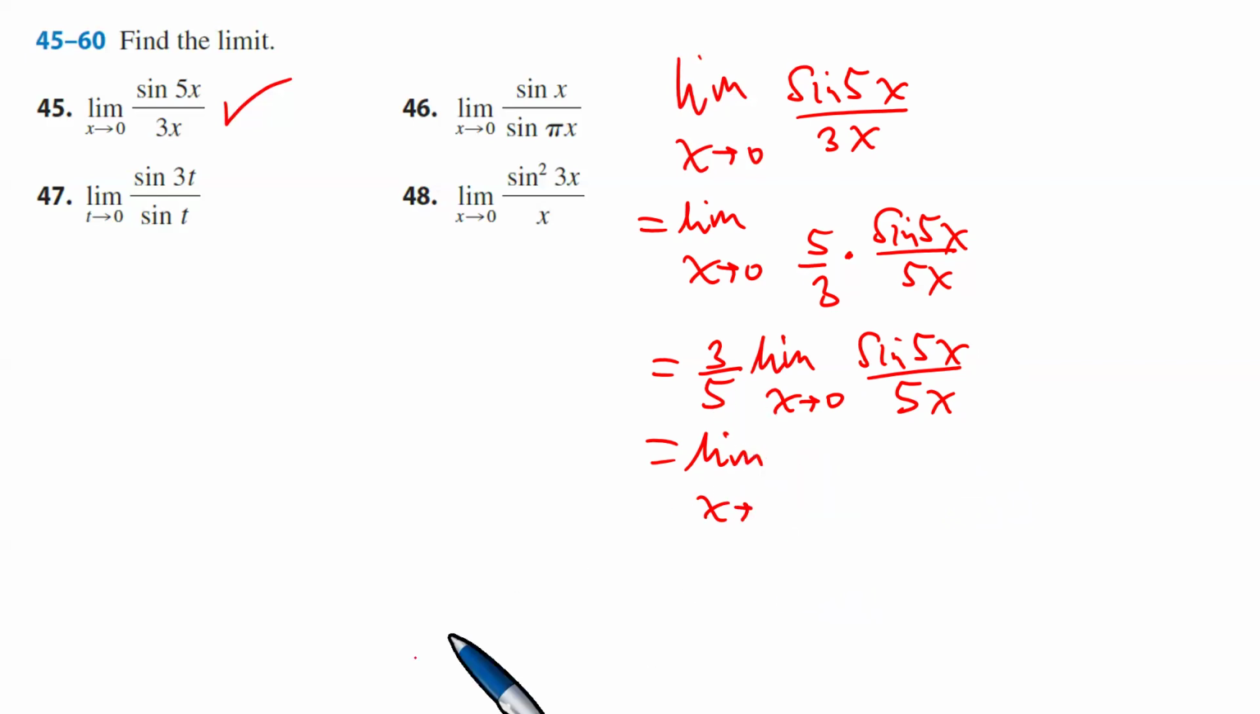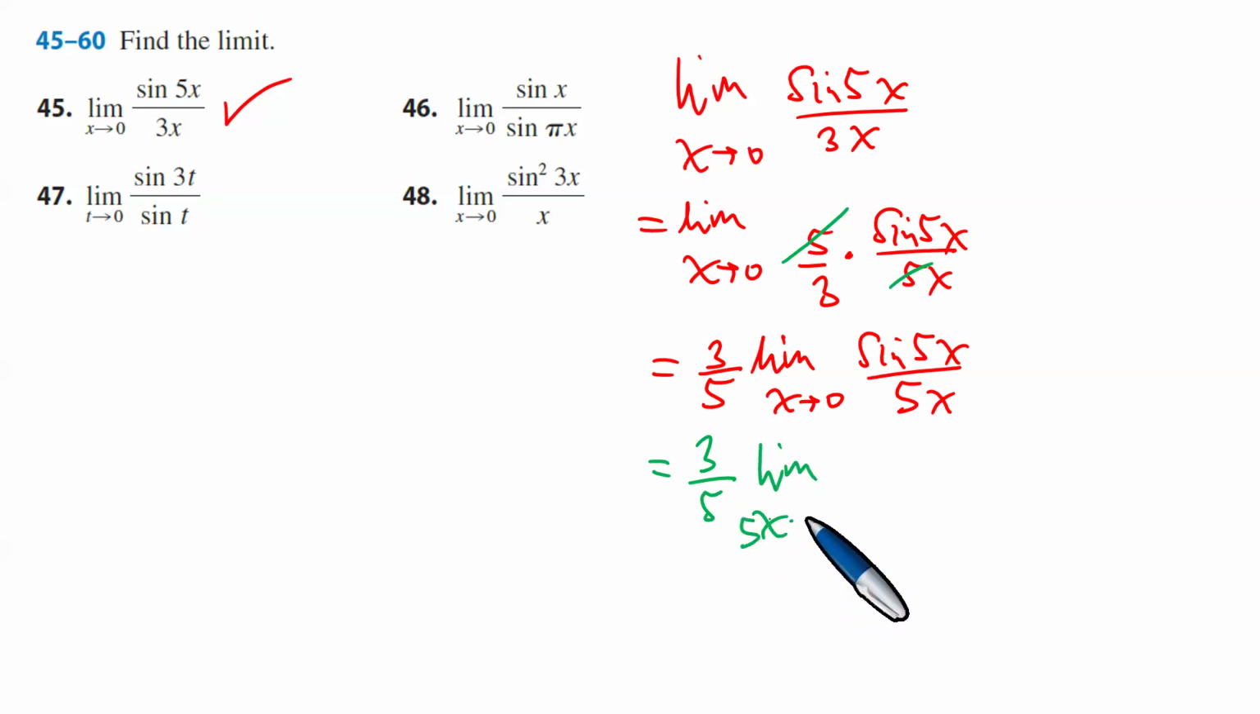Okay, so at this point, because we just introduced the 5, this 5 cancels this, so it's still the same thing. Now if you have 3 out of 5, you have the limit as x approaches 0. You can multiply by 5 here and multiply by 5 there, and then it is 5x approaching 0, which is exactly sine of 5x over 5x.